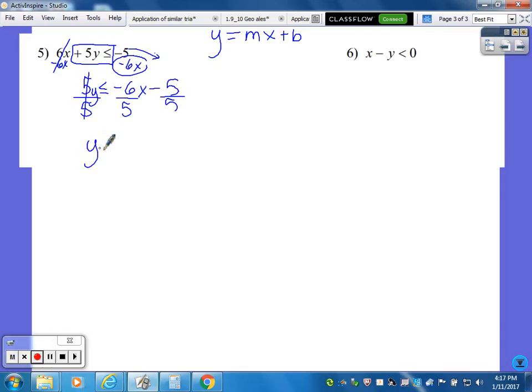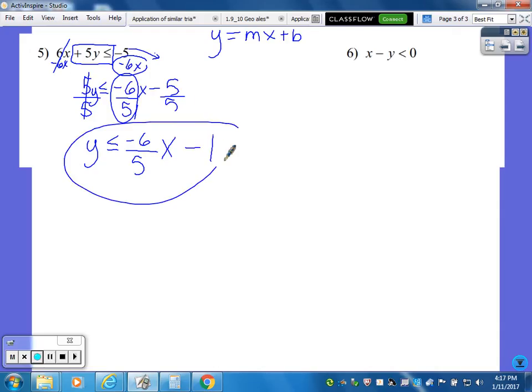So I've got my y is less than or equal to. Can you reduce this fraction right here? And nope, nothing goes into both 5 and 6, so we say negative 6 over 5. We love the fraction, don't change it to a decimal, that is rise over run. We've got our x, and minus 5 divided by 5 is 1. All done.